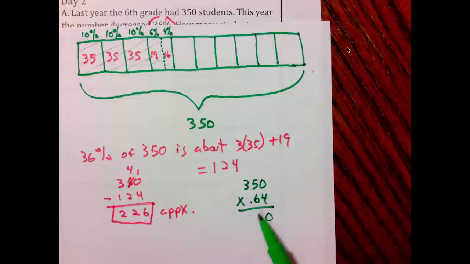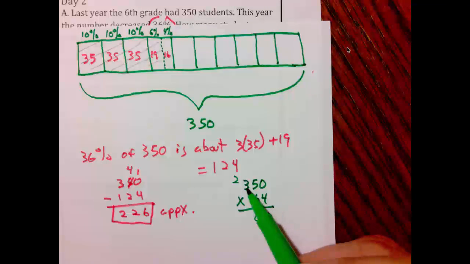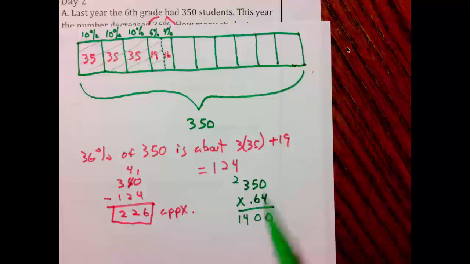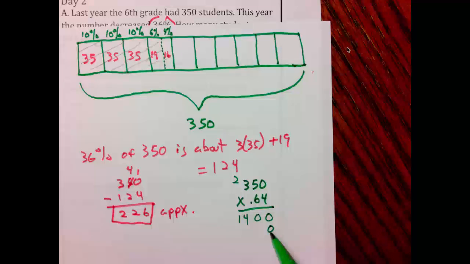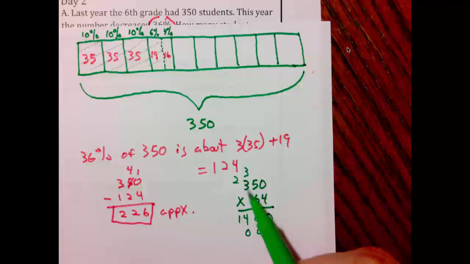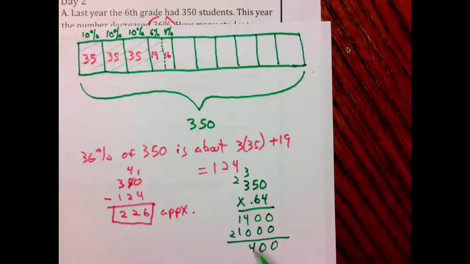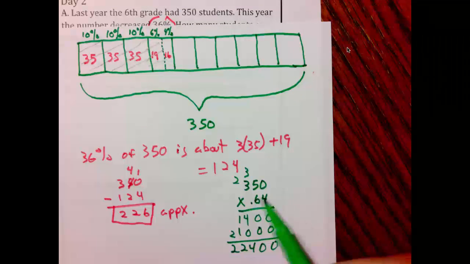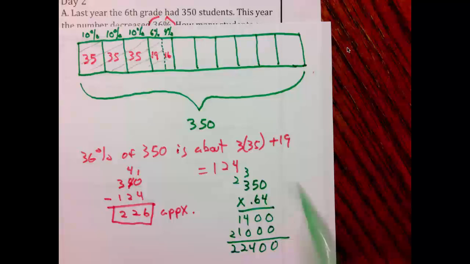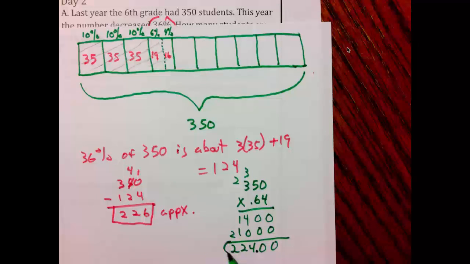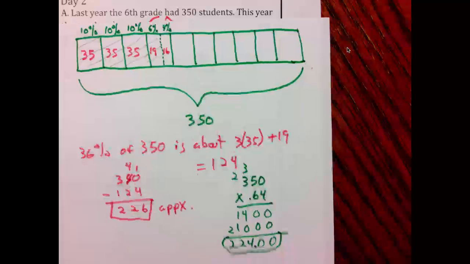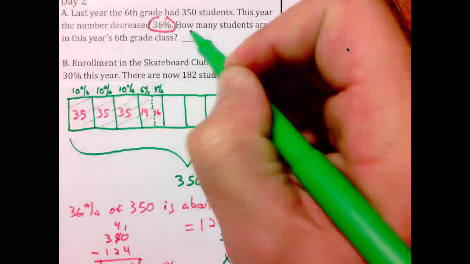4 times 0 is 0. 4 times 5 is 20. Carry my 2. 4 times 3 is 12, and 2 is 14. A 0 placeholder. 6 times 0 is 0. 6 times 5 is 30. Carry my 3. 6 times 3 is 18, and 3 is 21. We have 2 places behind the decimal in our factors, thus the product will be 2 places to the left. So we see the exact answer is 224, very close to our approximation. The correct answer on day 2 is 224.